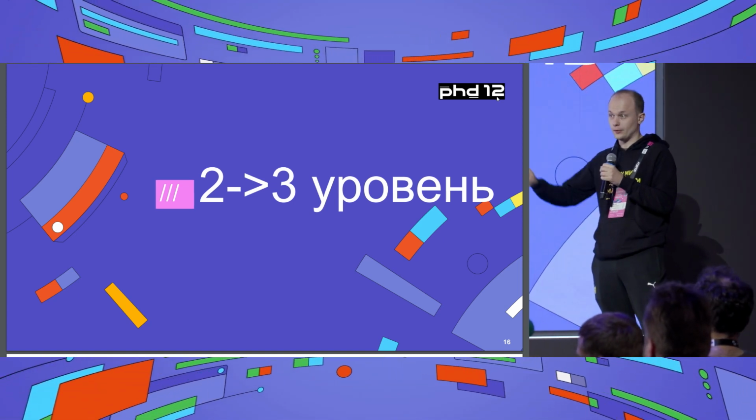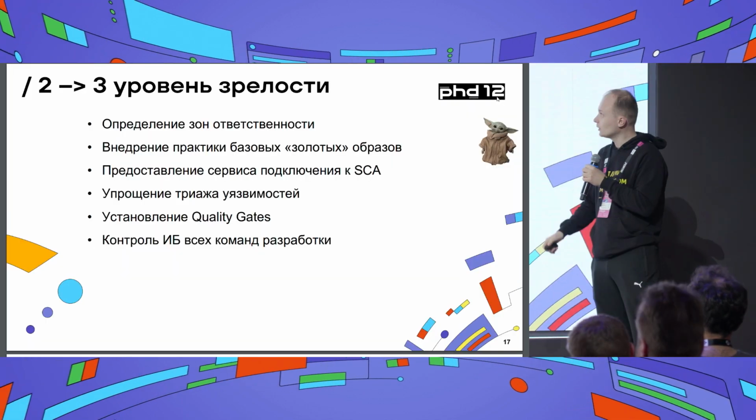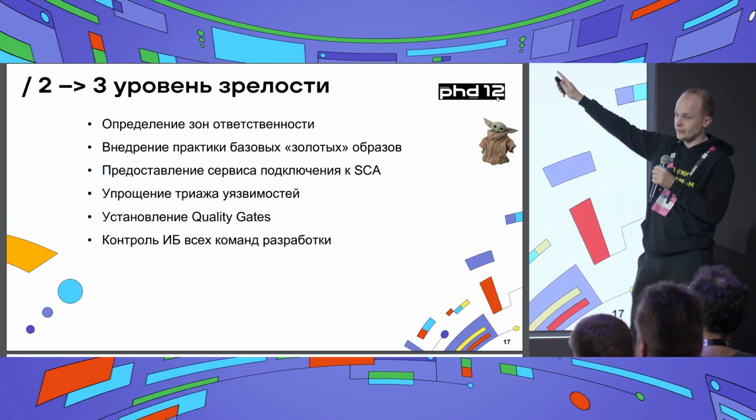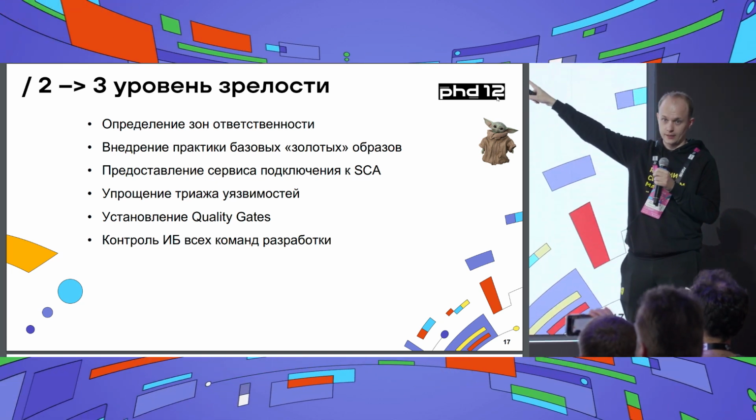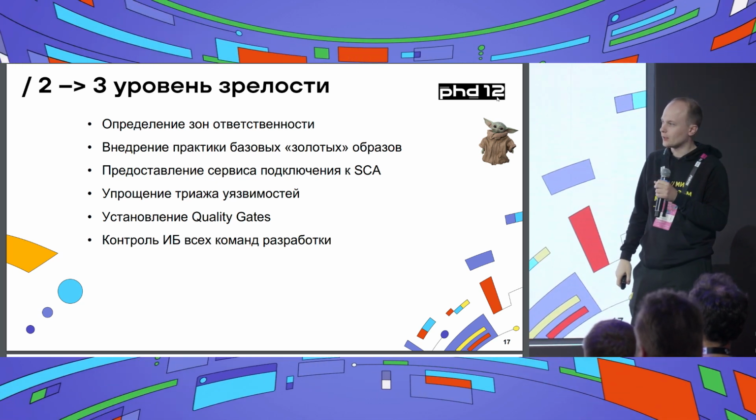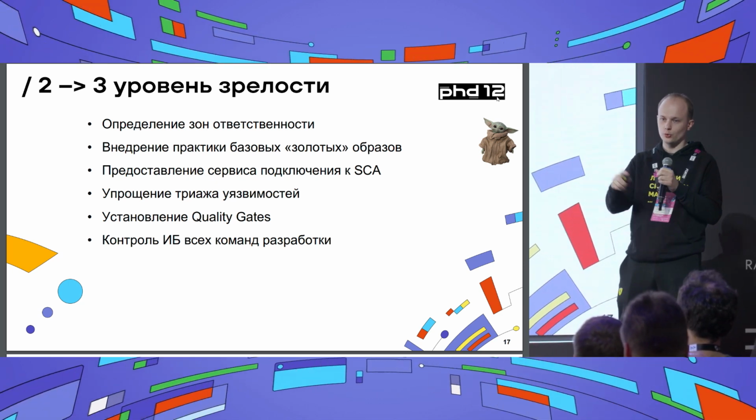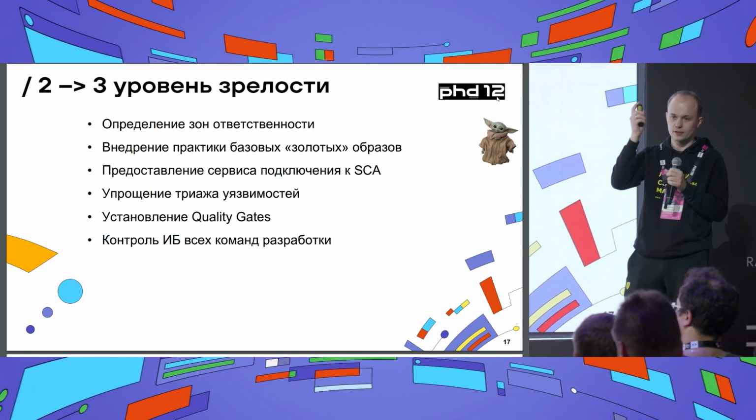Let's go to level 3. Level 3 is very good. What do we have to do to reach that level? To define responsibility level. The teams should triage their own bugs for themselves. They come to AppSec only when they fixed something, but it failed.